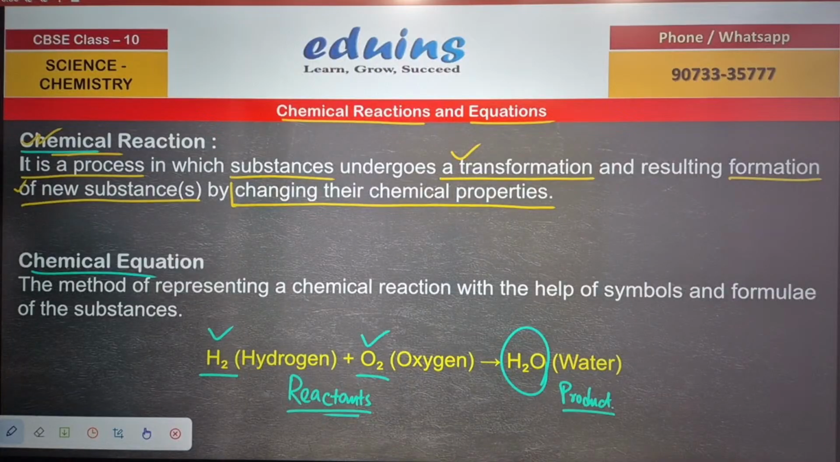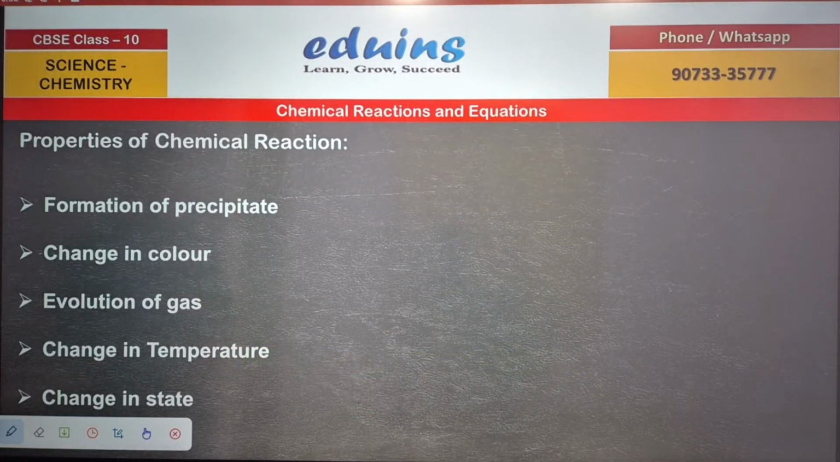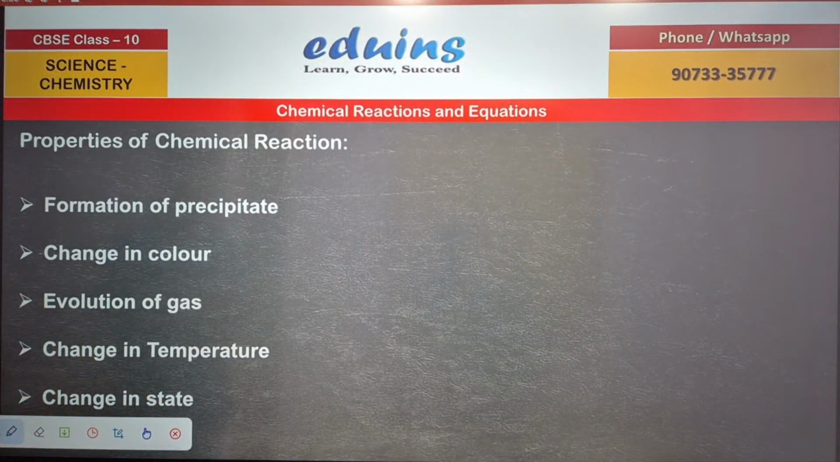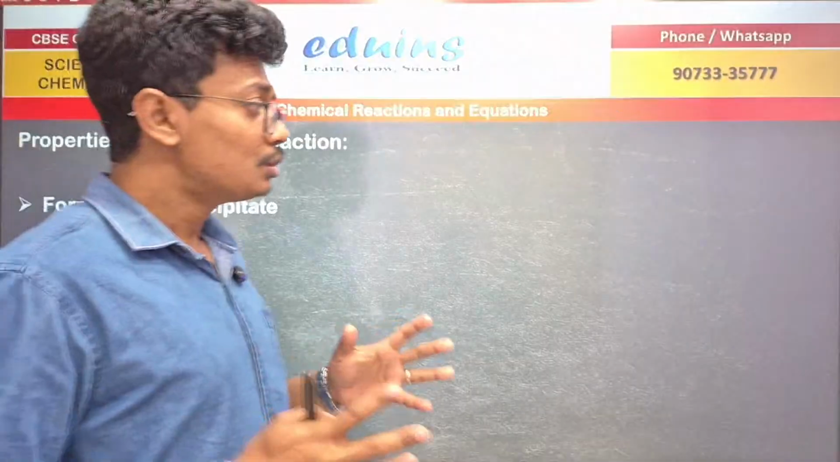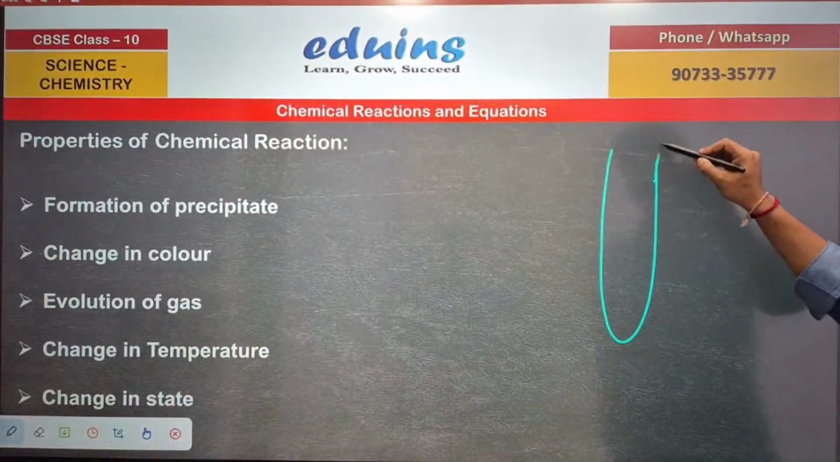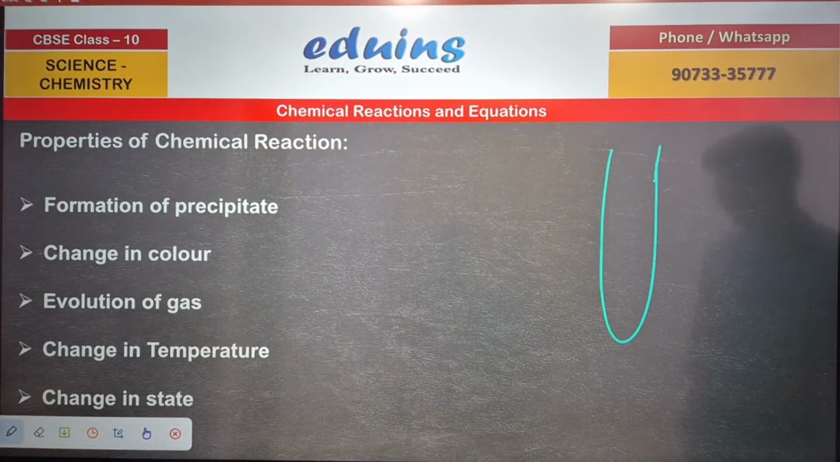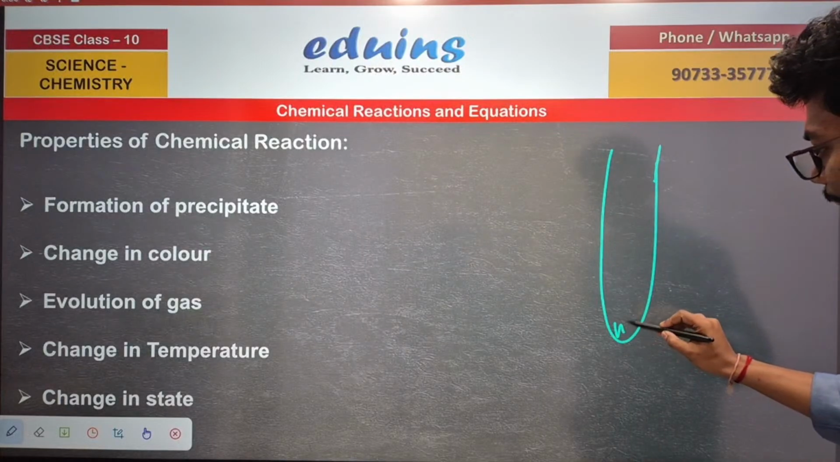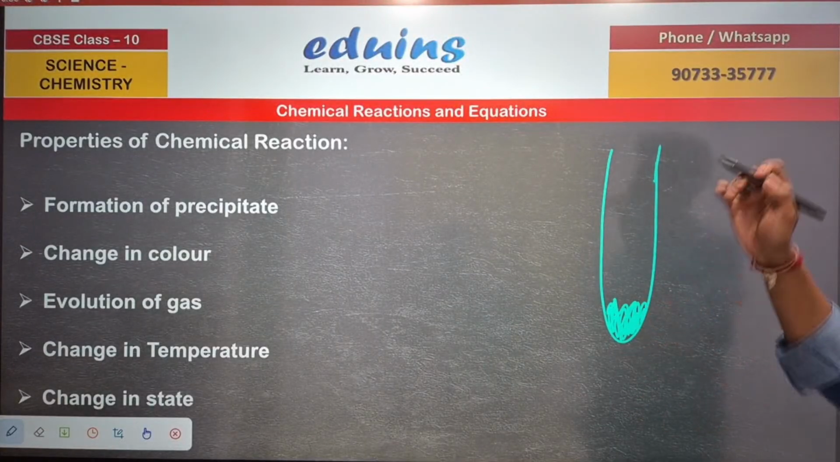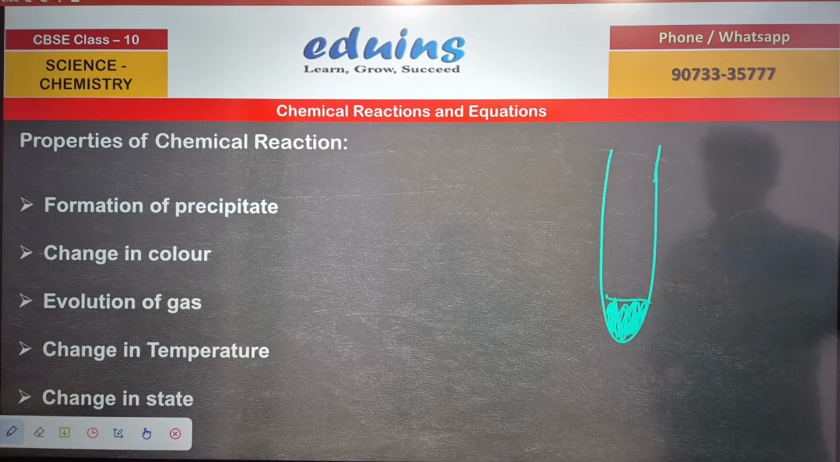Okay, now come to the next part, that is the properties of chemical reaction. What are the properties of chemical reaction? First property, that is formation of precipitate. So two or more substances, that is reactants, react with each other and form a new product which precipitates down in the test tube.